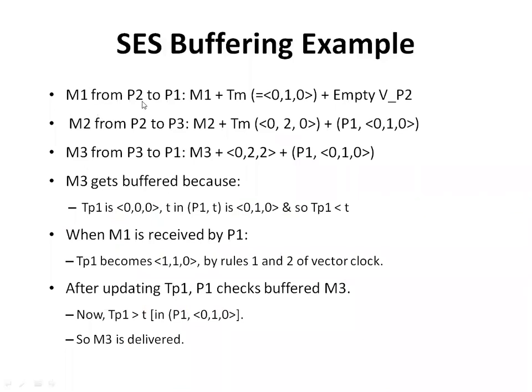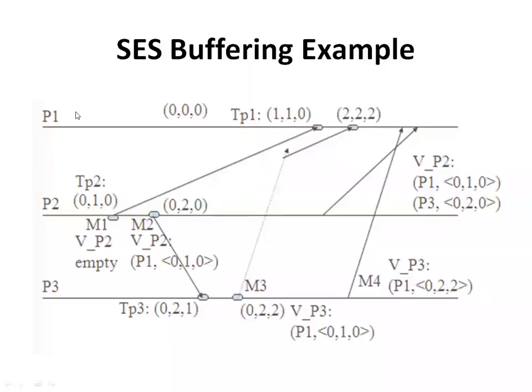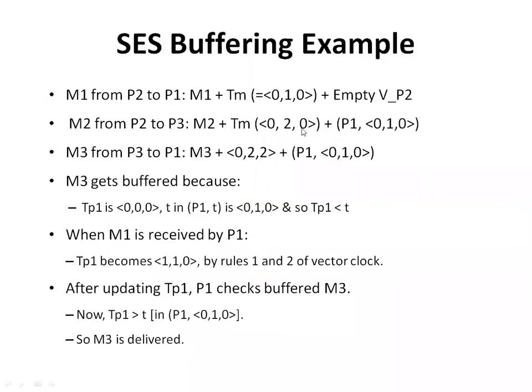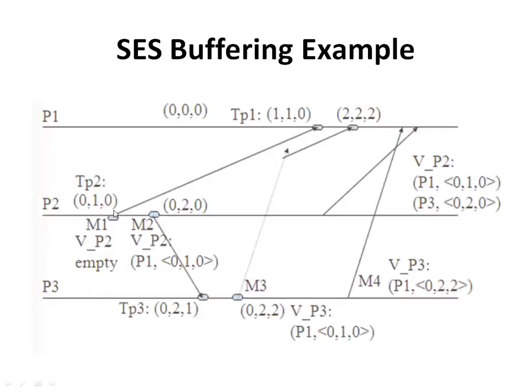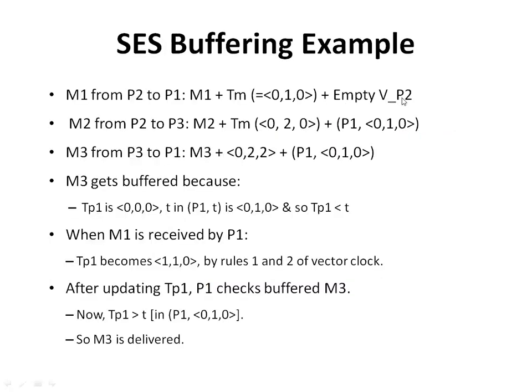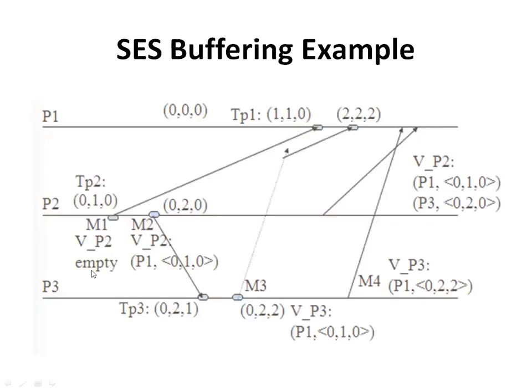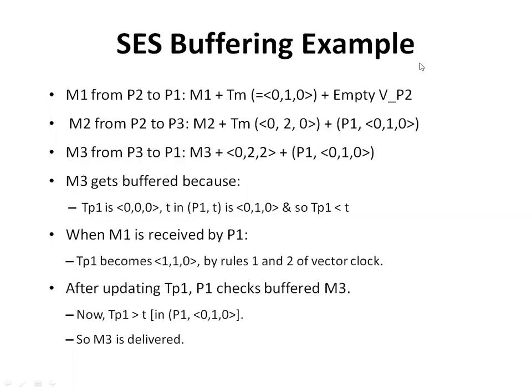M1 from P2 to P1. This is the message M1 from P2 to P1. So what will it be doing? It will be sending M1, the message itself, along with its timestamp, that is 010, as well as the empty VP2. This is empty, it is not being maintained, because it is the first event happening over here. So this empty means no information is given.